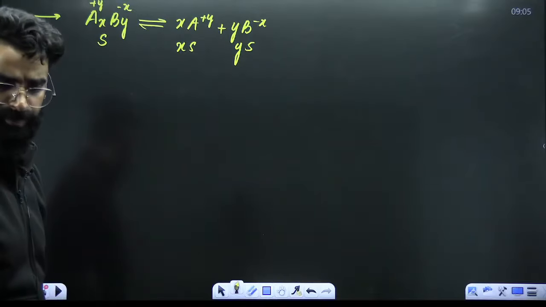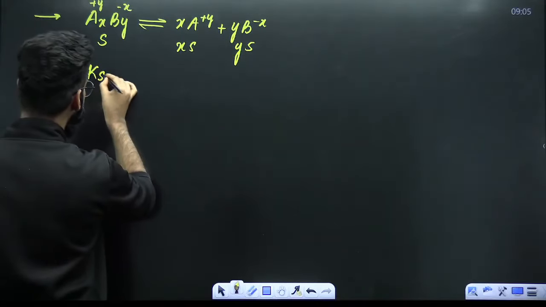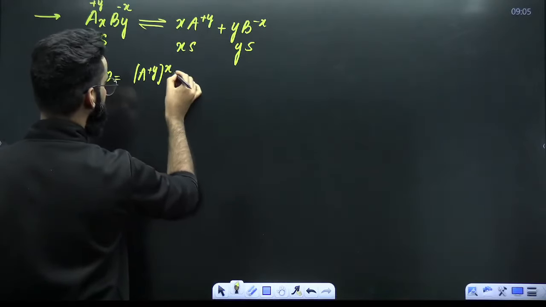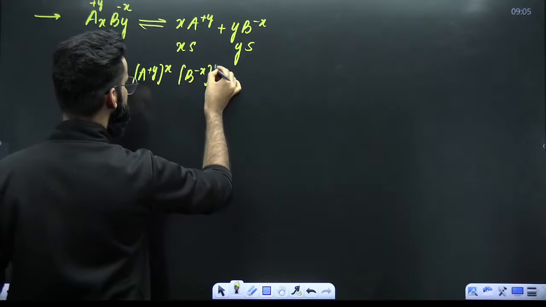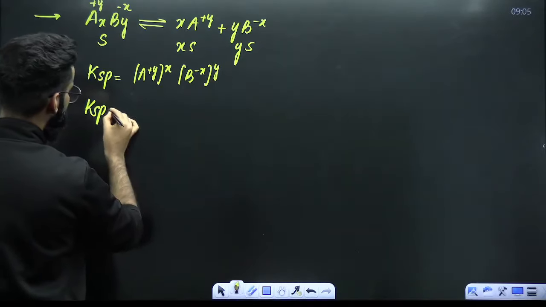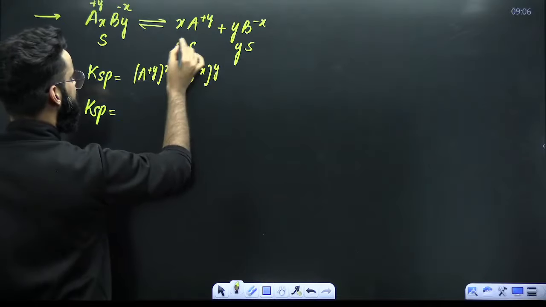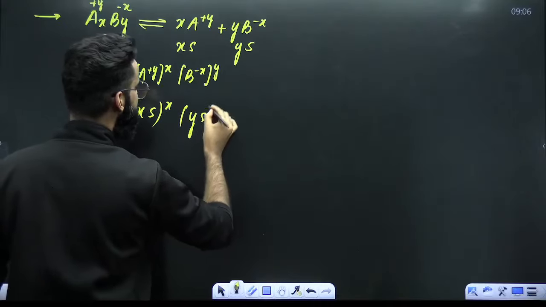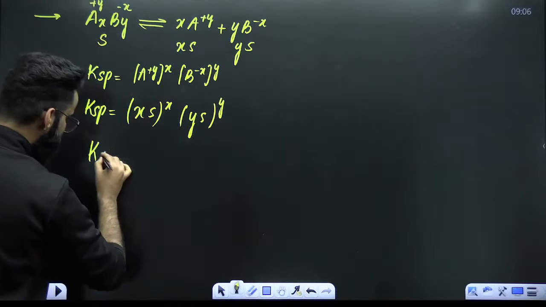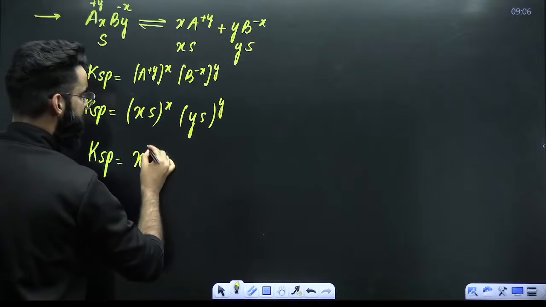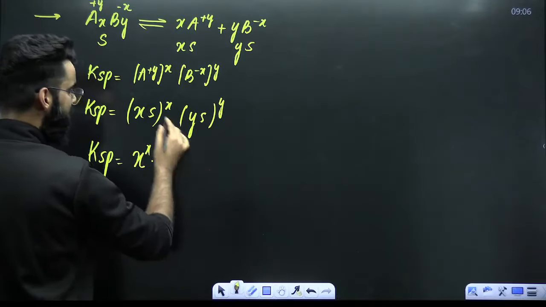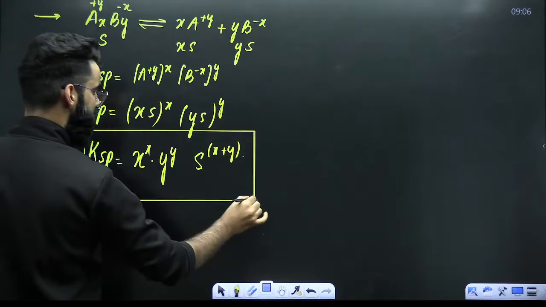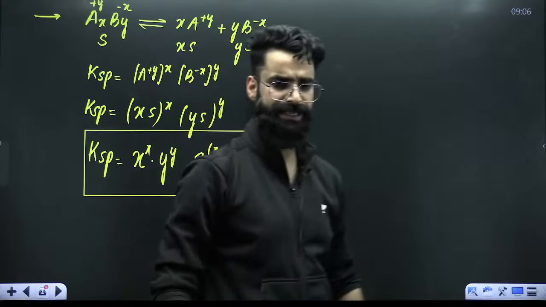Something which we have discussed in ionic equilibrium, if you remember. If I want to write the expression for KSP, I'll start with the product. It's going to be the concentration of A^y+ raised to its stoichiometric coefficient, times the concentration of B^x- raised to its stoichiometric coefficient. So KSP is equal to the concentration of A^y+, that's xS, raised to x, times yS raised to y. You can write the expression like this: KSP is equal to x^x multiplied by y^y, multiplied by S^(x+y). So this is how you get the KSP expression, correct?